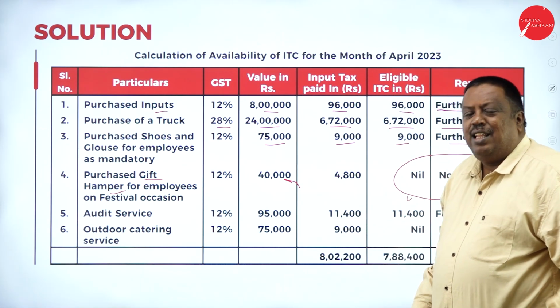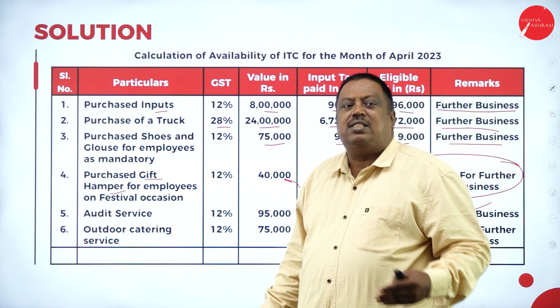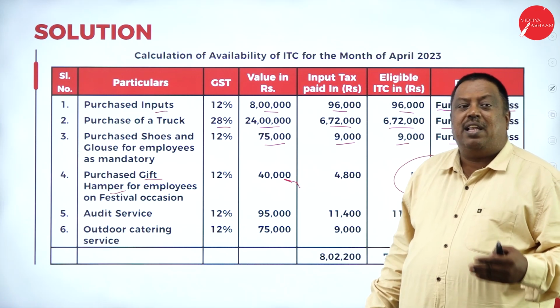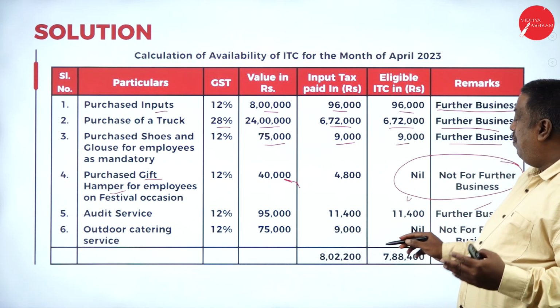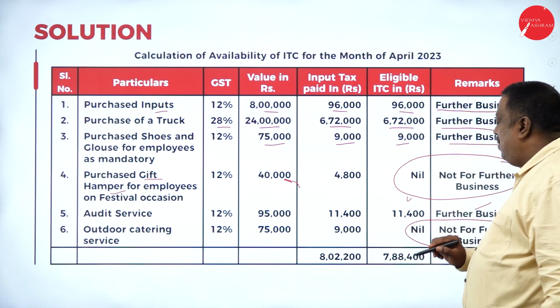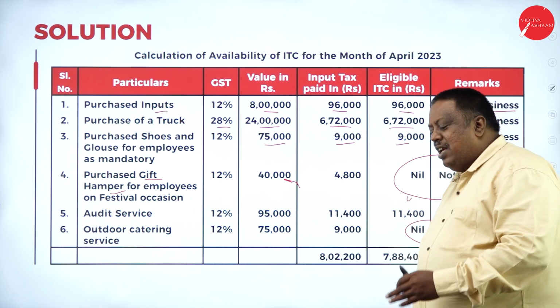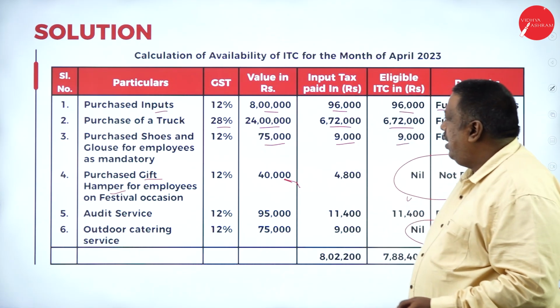Outdoor catering, the food has been served for the employees on a certain occasion and they paid the bill. The catering services bill they paid, and the tax was paid by the employer. That cannot be claimed as further business activities. It is only the entertainment part here and not for the business purpose.